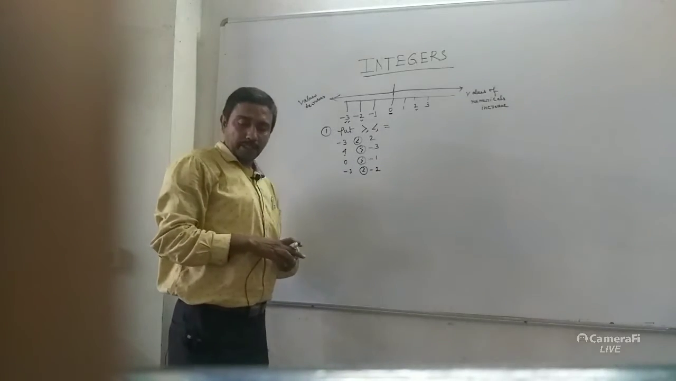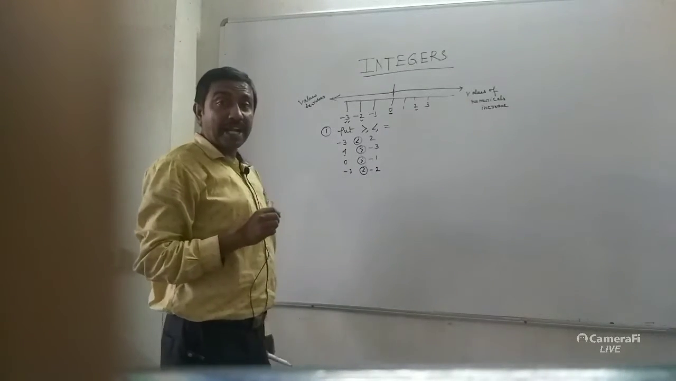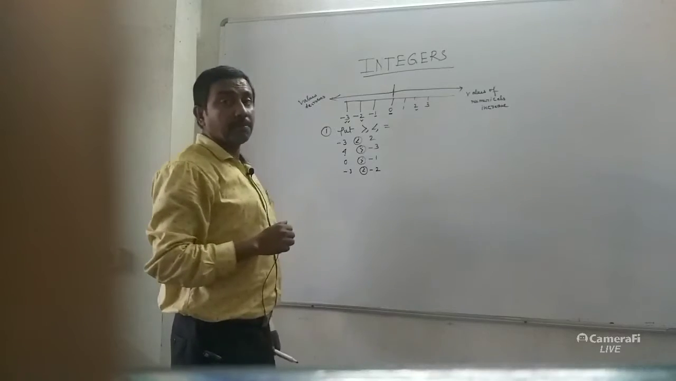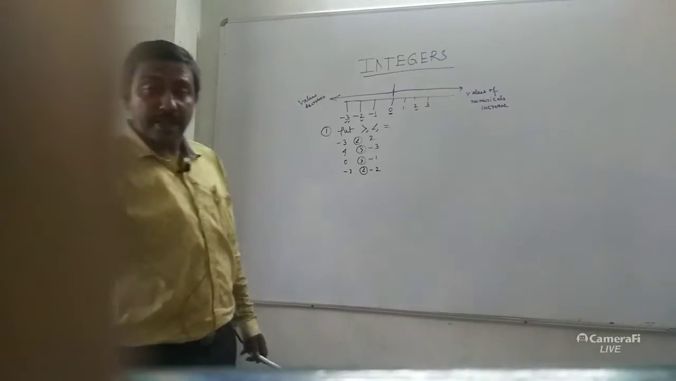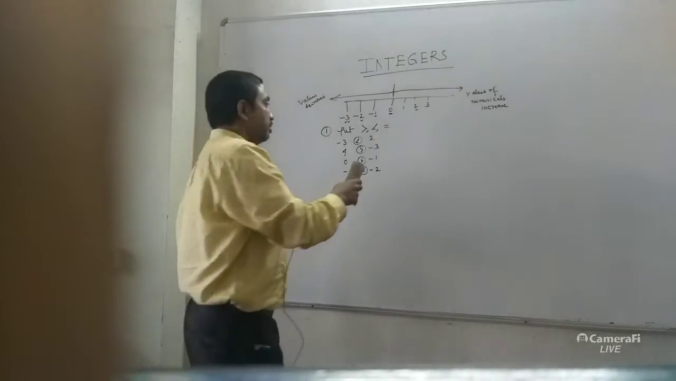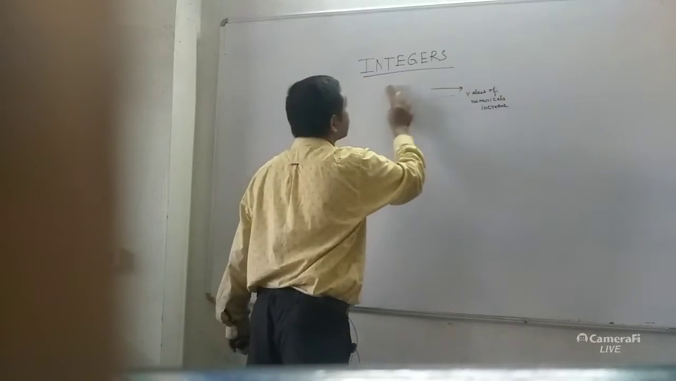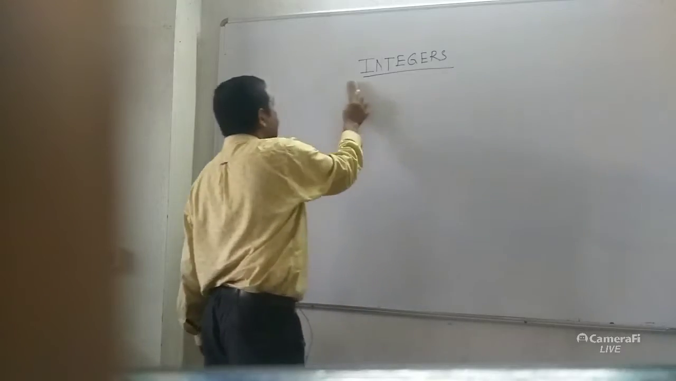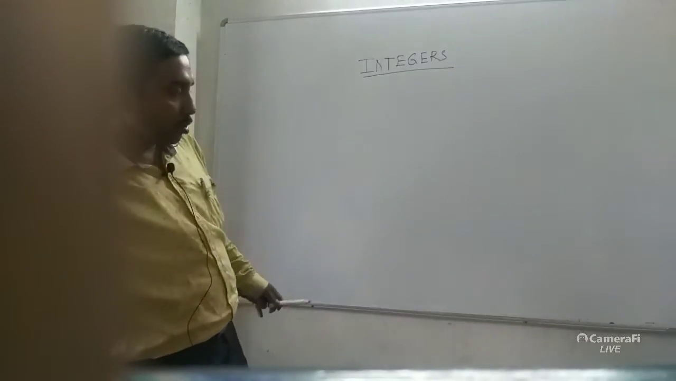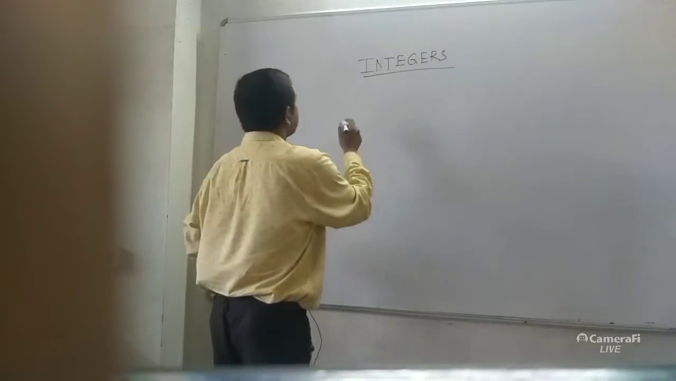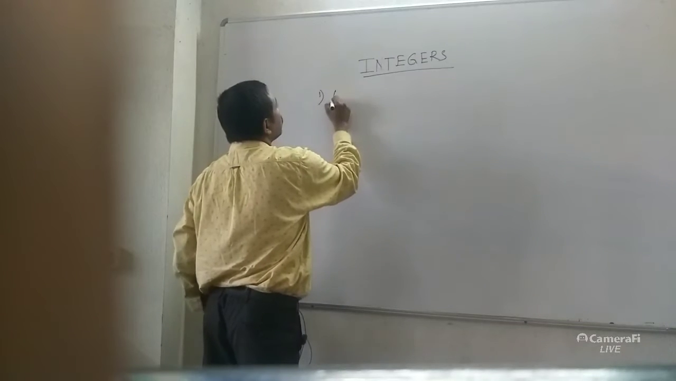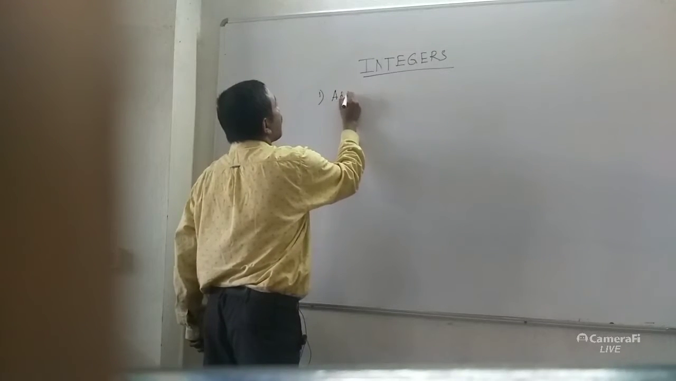A very important thing: the number line gives you the idea of how to compare numbers. The number line is a very important concept of integers. It shows every characteristic of integers. Next I will discuss addition of integers. How do you add integers?